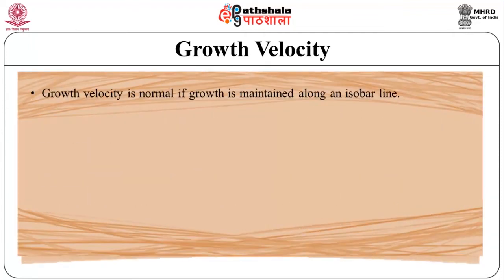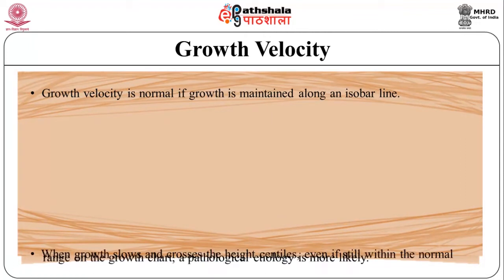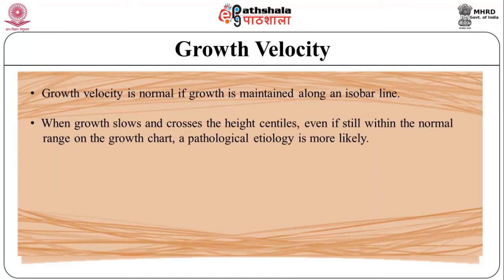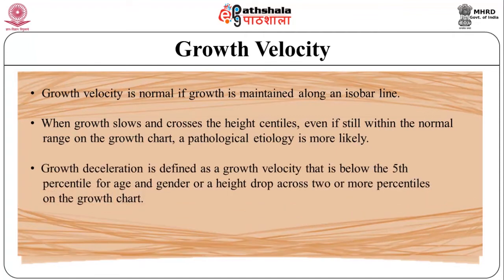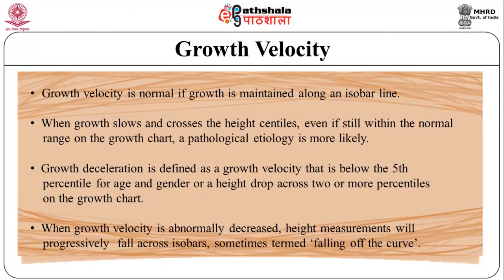Growth velocity is normal if growth is maintained along an isobar line. When growth slows and crosses the height centile, even if still within the normal range on the growth chart, a pathological etiology is more likely. Growth deceleration is defined as a growth velocity that is below 5th percentile for age and gender, or a height drop across 2 or more percentiles on the growth chart. When growth velocity is abnormally decreased, height measurement will progressively fall across isobars, sometimes termed falling off the curve.